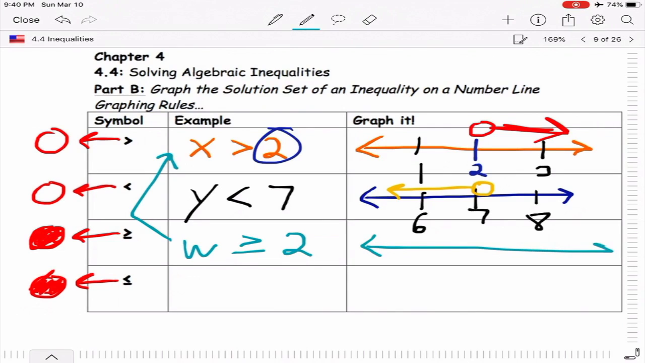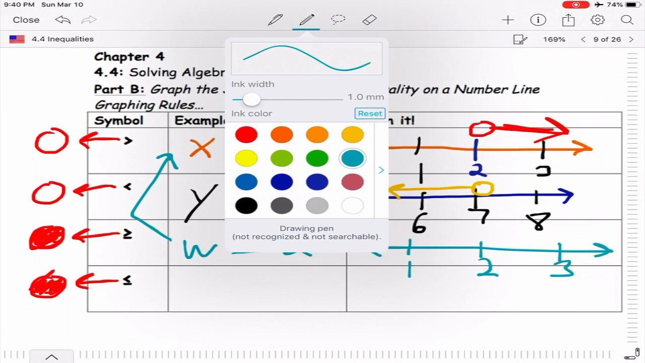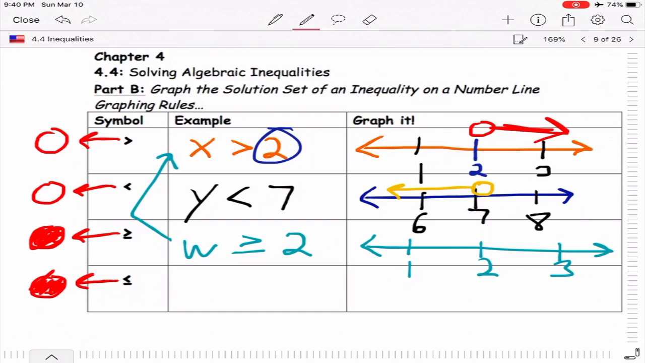It's going to look very similar to the top one. 2, and then I'll do a 3 here and a 1 here. This is the main difference because it's greater than or equal to. Above the 2, I'm doing a closed circle now, not an open circle, but a closed circle. And then everything else is the same. Because w is greater than or equal to 2, I'm going to go in the direction of the greater numbers. So I'm going to go to the right.